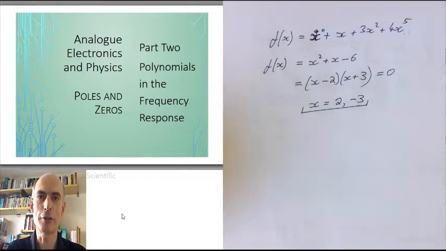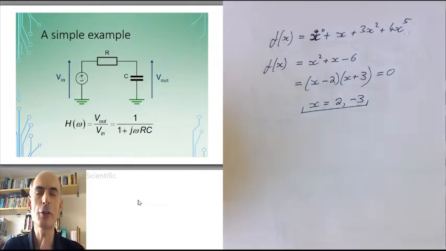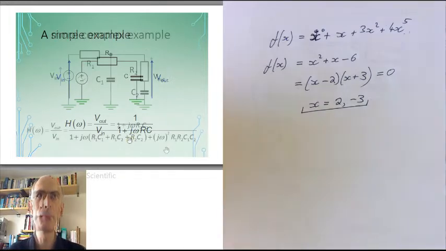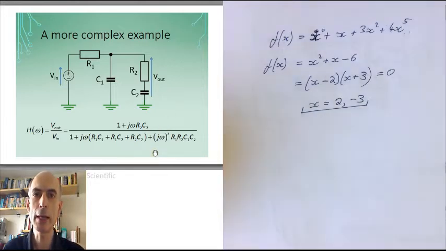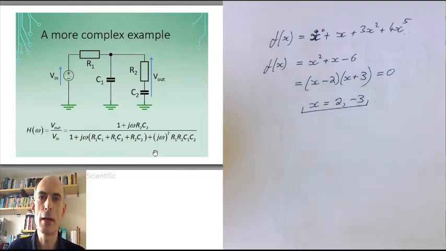Okay, that's the basics covered. If we have a look at this simple example that we've seen before, you can see that both the numerator and the denominator are polynomials in j omega. And for the more complex example that we've been looking at, this is also true. Both the numerator and the denominator can be expressed in terms of polynomials in j omega. So we're working with j omega as our variable here. We have terms in units, or j omega to the power of 0, terms in j omega, terms in j omega squared, and if we had more complicated circuits, we may get terms in j omega cubed, j omega to the power of 4, and so on.